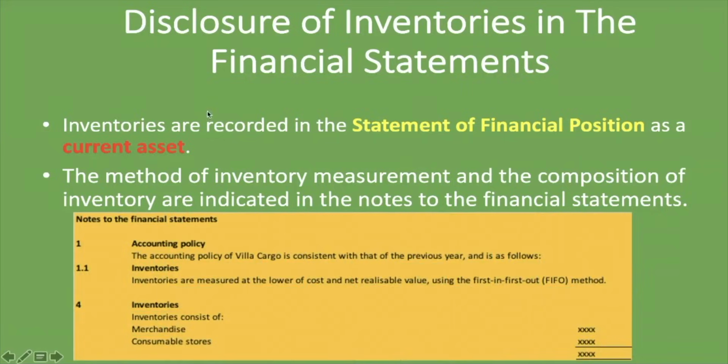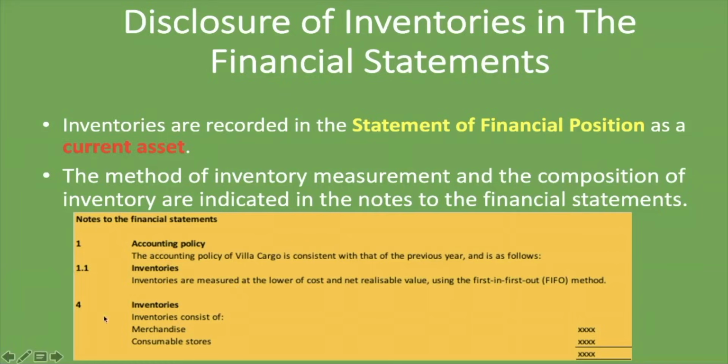You have here, number one, accounting policy, and then we are told that the accounting policy of Villa Cargo, which is the name of the company, for example, is consistent with that of the previous year and is as follows. And you have 1.1 inventories, and you're told for inventories that they are measured at the lower of cost and net realizable value using the first in, first out method.